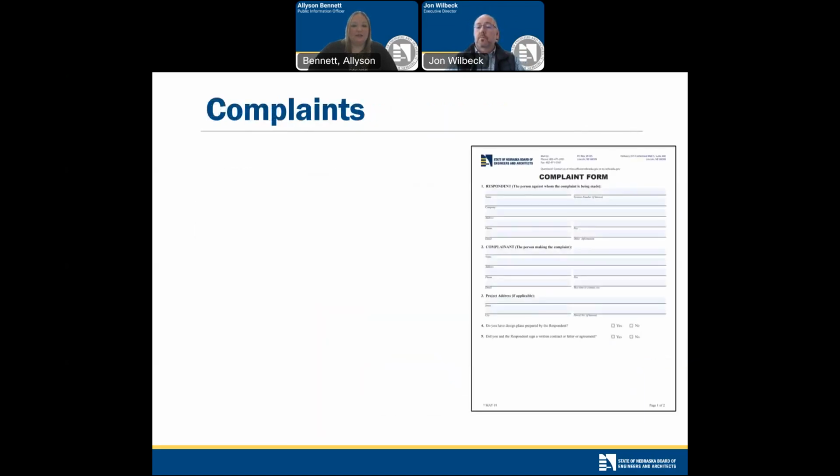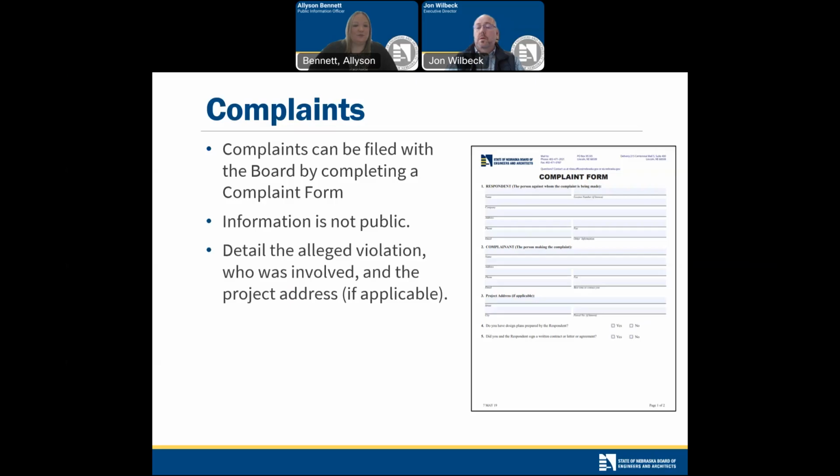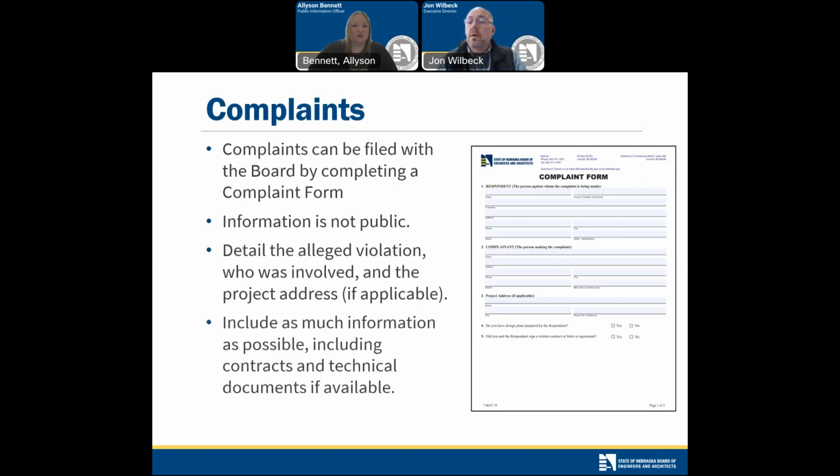Looking at complaints, the complaint form is going to be on our website, and these can be filed by completing this form. The information is not going to be public, so this isn't going to be published anywhere for anyone to see. When completing this form, you're going to want to put as much detail as possible. Put in the alleged violation, who was involved, and if you know, the project address. You can also include contracts and technical documents. Board staff will typically contact you within a week with more questions and to gather any additional information. They'll go over the allegation and review it to determine if there's probable cause that a violation has occurred.